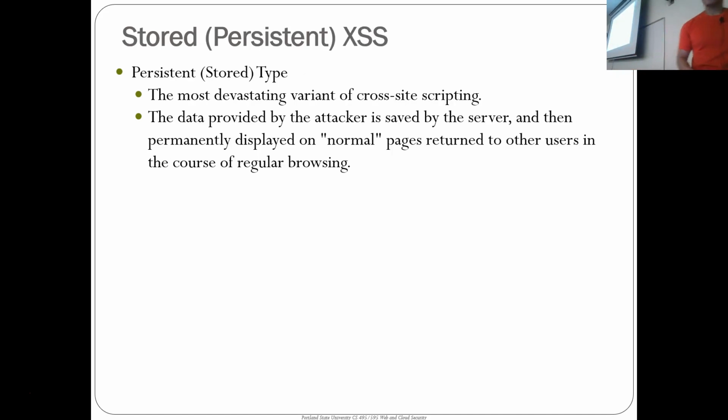The second kind is a stored or persistent cross-site scripting vulnerability. This is pretty devastating if it happens because the attack persists. I don't necessarily have to get a user to click a link to reflect the malicious script in order to cause it to happen. The idea here is that the data provided by the attacker is somehow stored in the vulnerable site, and then when legitimate users access that site, it'll be delivered to them.